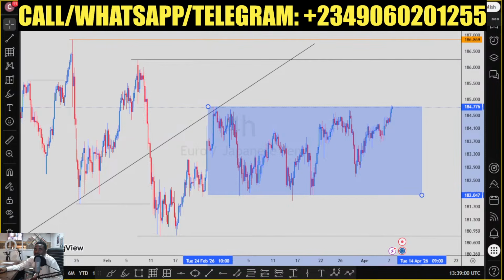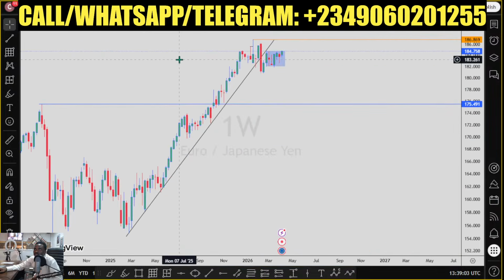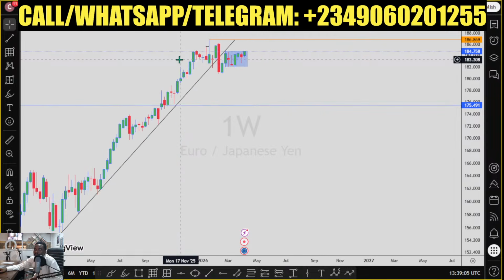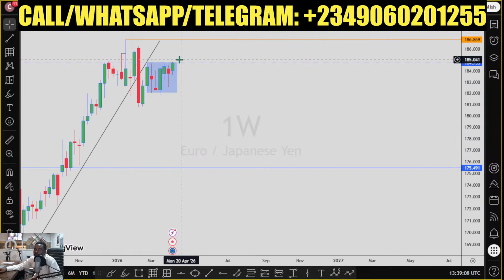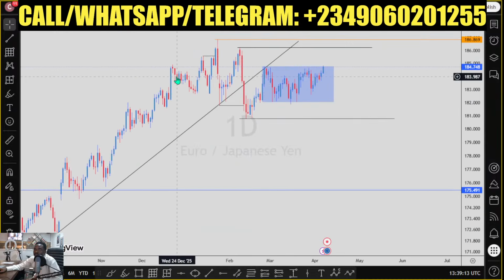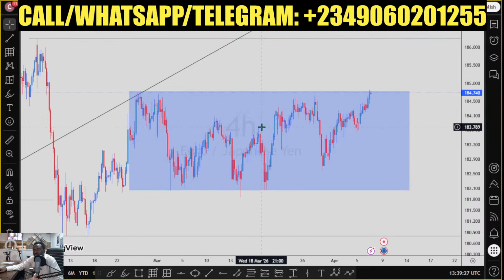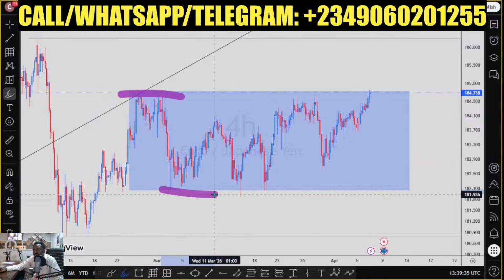On the weekly chart, price is bullish. On the day chart, price is still bullish, but we are seeing a weak trend. On the 4-hour chart, we are seeing sideways market structure. Whenever price gets to this top, it bounces down from the top all the way to the bottom.